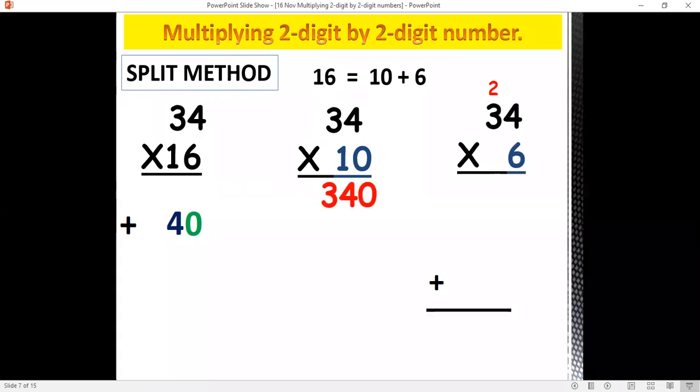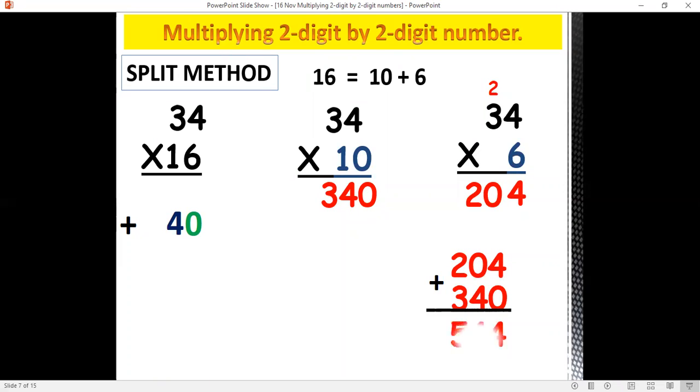340. Okay, now this one, let's multiply. 6 times 4 is 24. Then 6 times 3 is 18 plus 2 is 20. Okay, then 340 plus 204 we are going to add. And the answer, or the sum, is 544. Now, let's check this one.